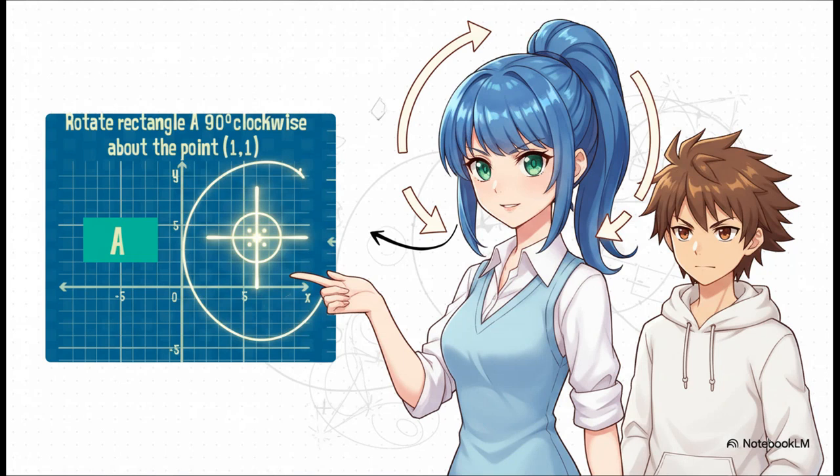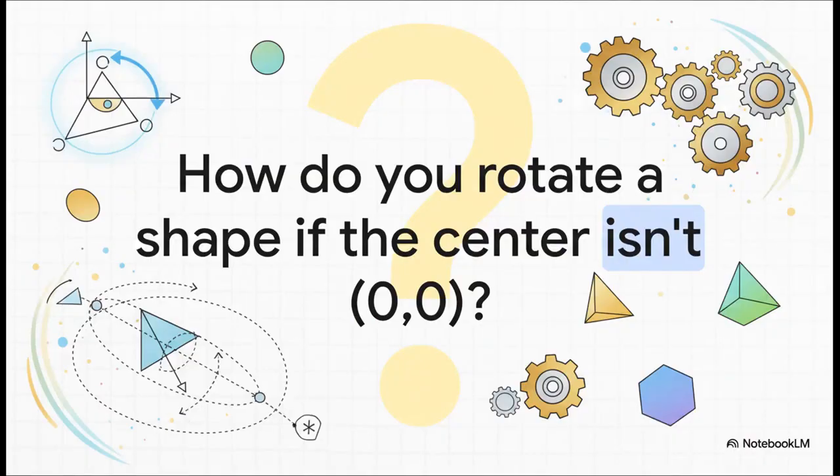So here's the challenge we're looking at. We've got this green rectangle, and our job is to rotate it 90 degrees clockwise. Simple enough, right? But here's the catch. We're not spinning it around its own center, or even around the graph's origin. Nope. We have to rotate it around this very specific point, right here, (1, 1). And you know what? That's where things get interesting.